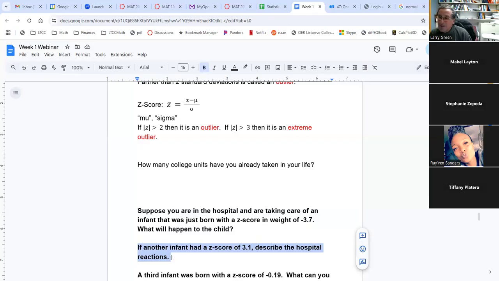Any ideas? Put in the chat box. Yes, doesn't mean it's underweight. It's extremely underweight when it was negative 3.7, by the way. Okay. And again, if you don't understand medical care that well, you may not be an expert on babies, but I don't expect you to know for sure, and it's not like you lose points during the webinar.